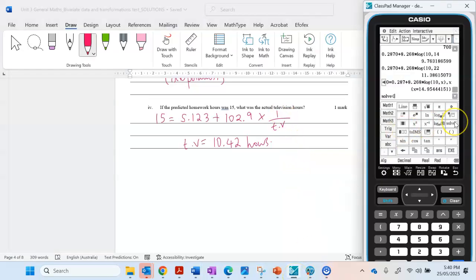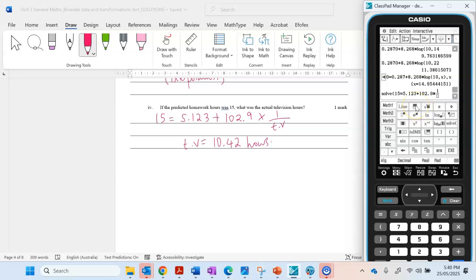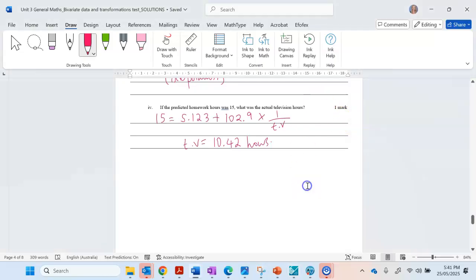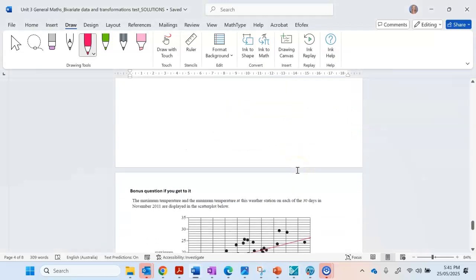So just make sure you go solve. I'll just show you quickly. So solve, 15 equals 5.123 plus 102.9. Let me just make sure that's right. All right, times, and then you can just go 1 over X. That's all you need to do, comma X. Just make sure when you write your answer, you don't write X equals, it's TV equals, because you'll get it wrong. It's not X, it's TV, television hours.